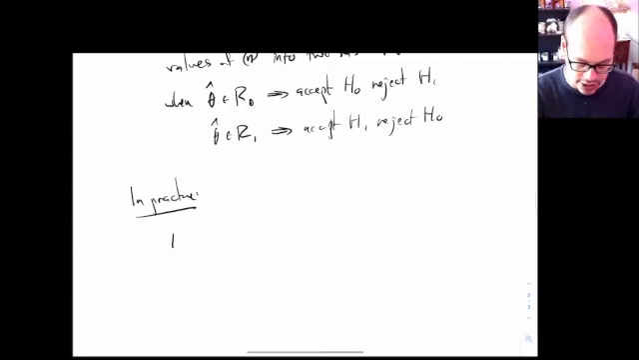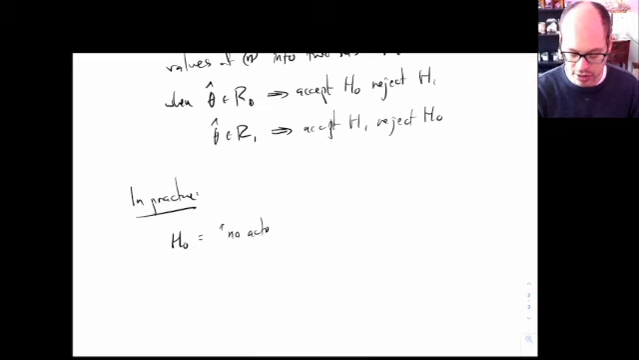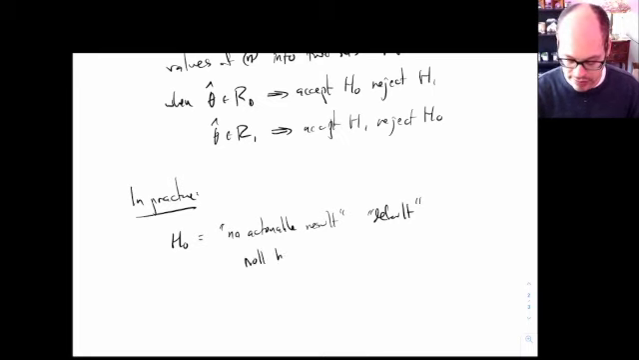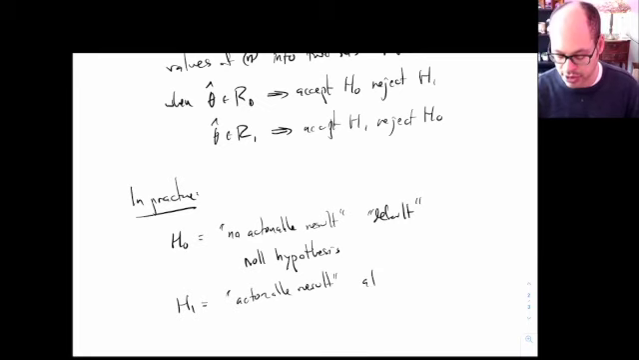So in practice, this hypothesis H0, which we think of as don't do anything, no actionable result, or default, or whatever, is called the null hypothesis. And hypothesis H1, which means actionable result, we just got something, we should be doing something, etc., is the alternative hypothesis.